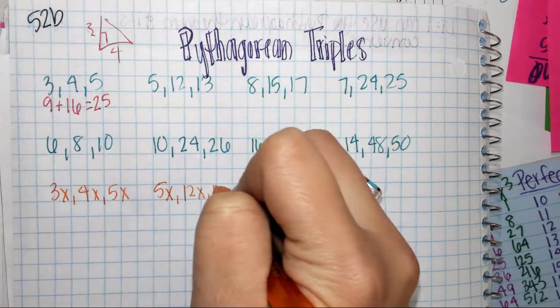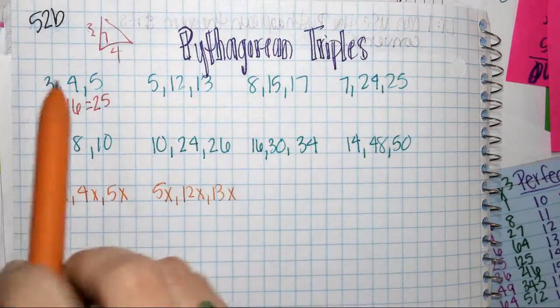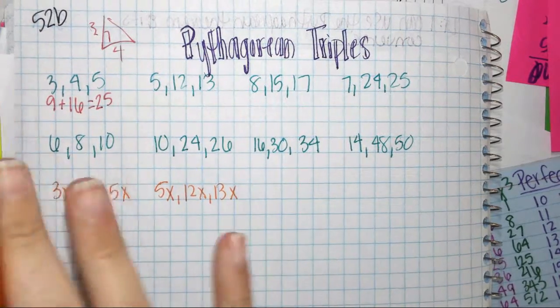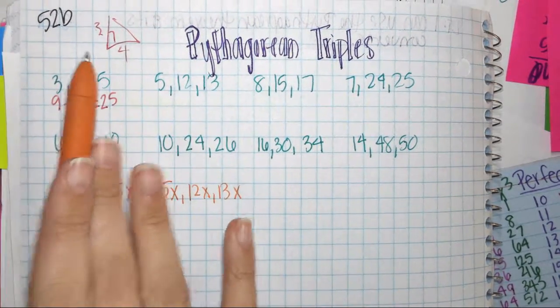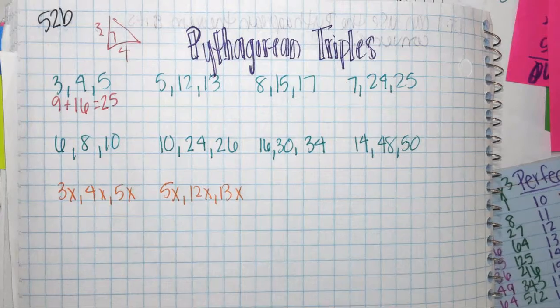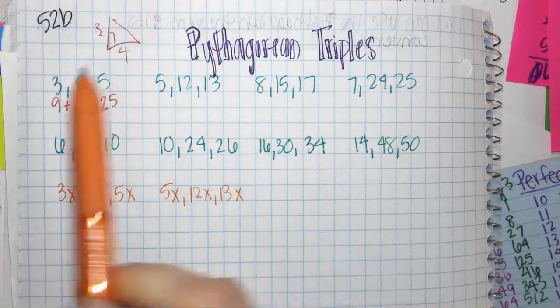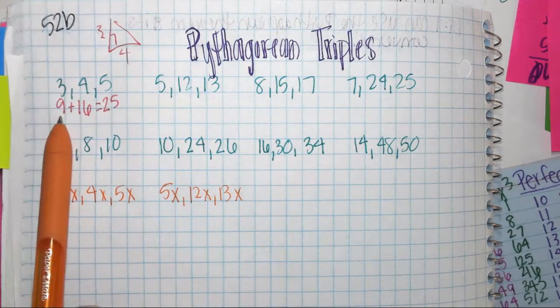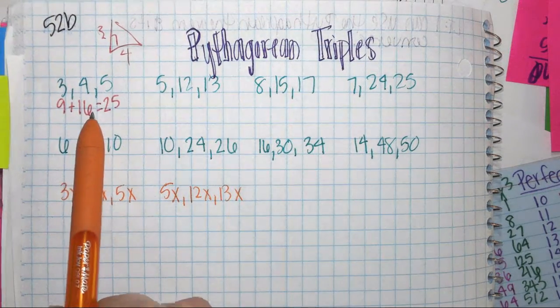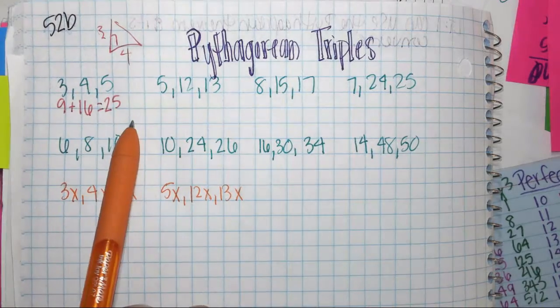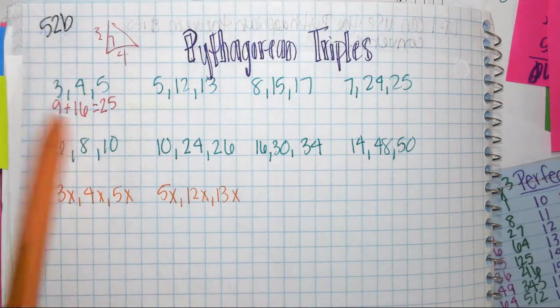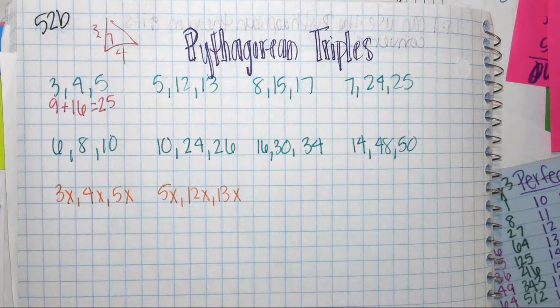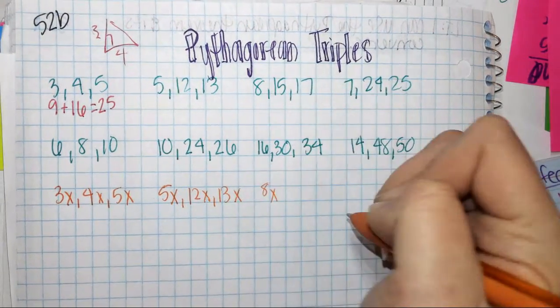Why did you do 9 plus 16? It's proving that it's a triple. This is the Pythagorean theorem, which is a squared plus b squared equals c squared. This is your a, this is your b, this is your c. So a squared, 9, plus b squared, 16, must equal c squared, 25. And 9 plus 16 is 25. Boom, it's a triple. Is that what you do for this one? Yep.